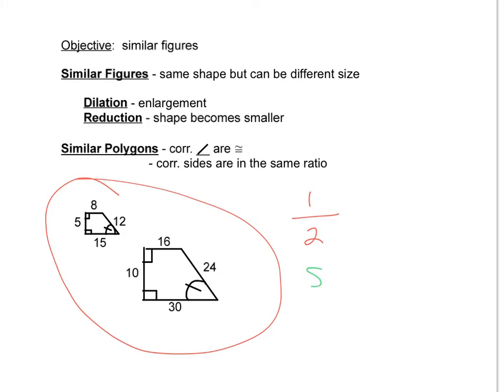That is because if you look at the top sides, we have a ratio of 8 to 16. The right-hand side has a ratio of 12 to 24. The bottom sides have a ratio of 15 to 30. And the left sides have a ratio of 5 to 10. All those ratios can be reduced to 1 to 2.